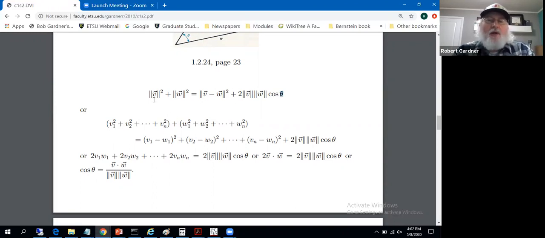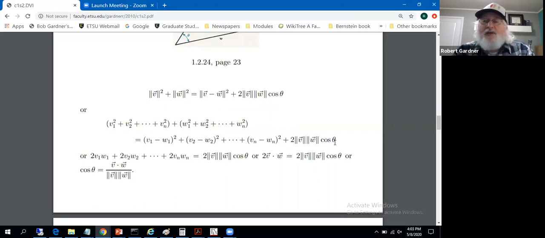The norm of V squared, we can write as the sum of the squares of the components. Vector W, norm squared, we can write as a sum of the squares of the components. Vector V minus W, we can write as a sum of the squares of the components. The components of the difference would be V1 minus W1 squared plus V2 minus W2 squared, and so on. So expressing the norms squared, we get this kind of thing for V, W, and V minus W.